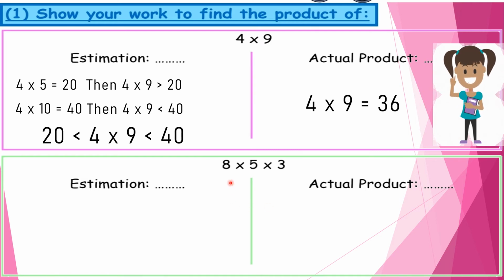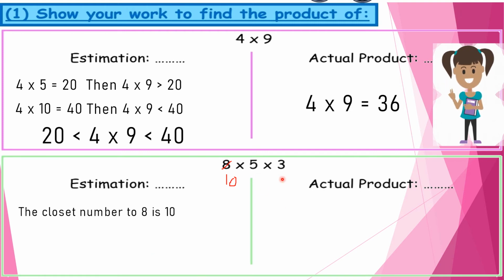Let's see. We have here 8 by 5 by 3. Can you find the product of 8 by 5 by 3, Sarah? I don't know what the product of 8 by 5 by 3 is, but I know that 8 is closer to 10. So I will remove this 8 and put 10 here, because it's simpler for me.